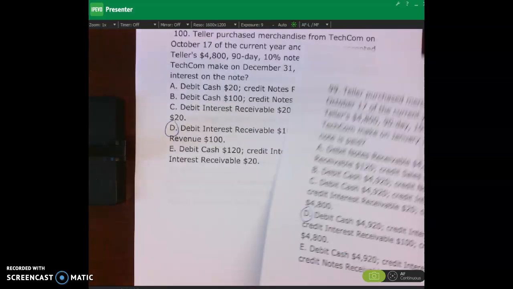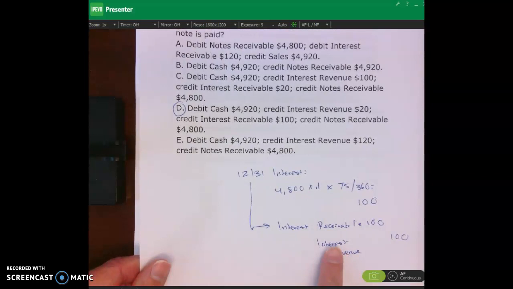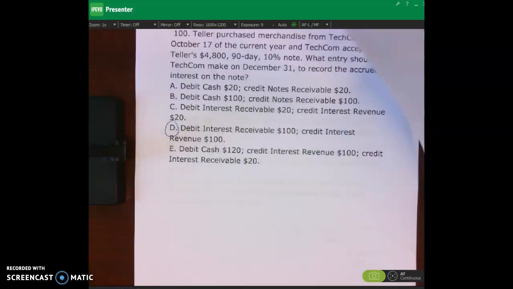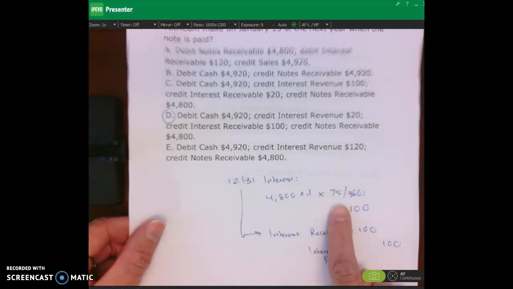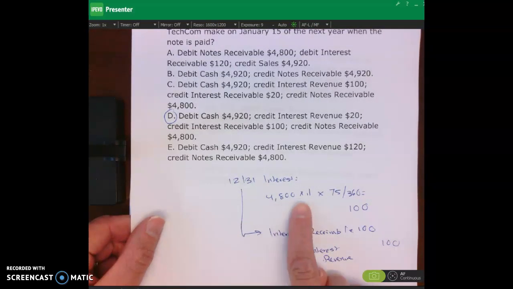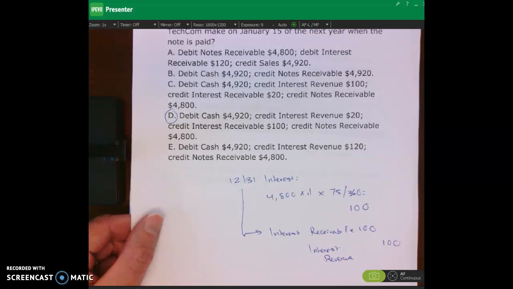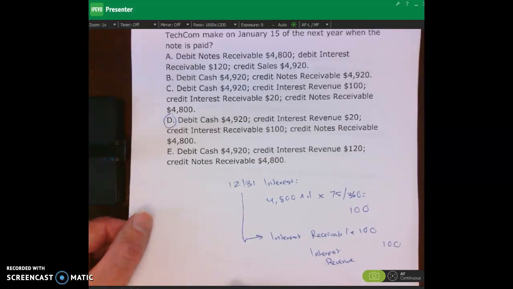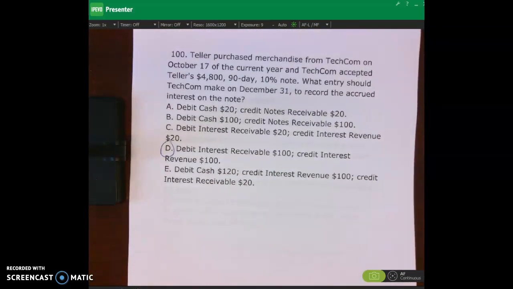Let's look at number 100. Well, number 100 is this journal entry that I did right here on this page 206: debit interest receivable, credit interest revenue. And again, the way we get that is there's 75 days from the 17th of October through December 31st. So 4,800 times 0.1 times 75 divided by 360 gives us $100. So we debit interest receivable $100 and we credit interest revenue $100. And so D is the right answer for number 100.